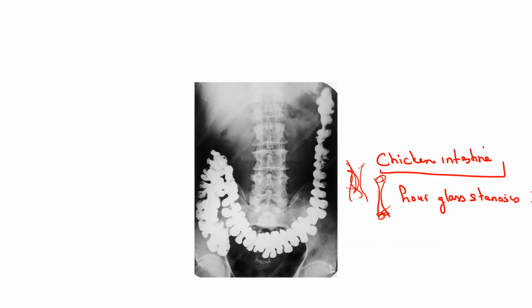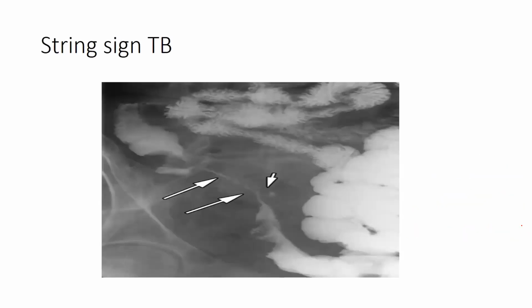What else can you see? This is just one thing I've shown you, chicken intestine. Apart from this, you can also see hourglass stenosis, and you can also see multiple strictures. If there were a lot of ulcers which have healed, they can cause multiple strictures. Accordingly, you can see the multiple strictures in the barium meal. Then there is something called the Stierlin sign and the string sign.